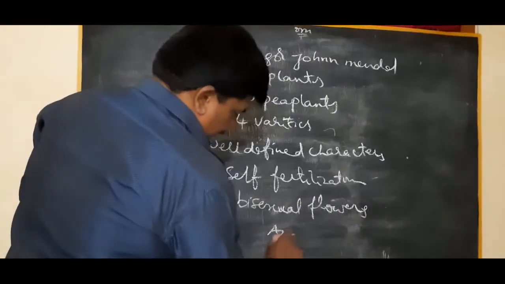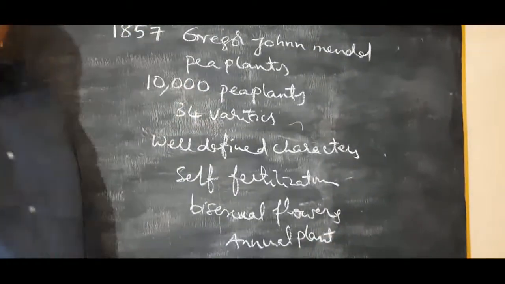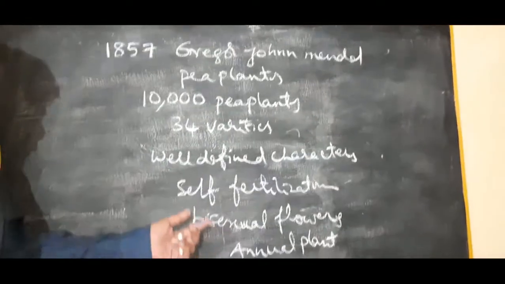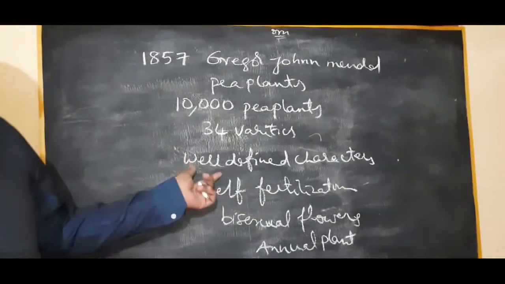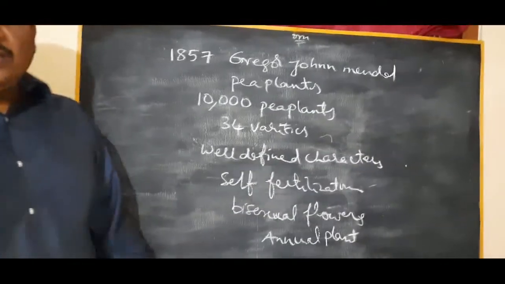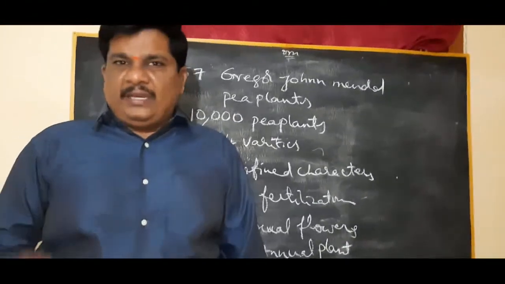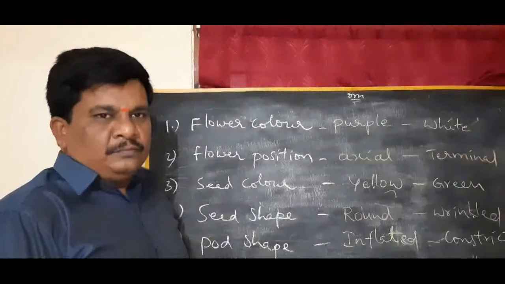It is an annual plant. So pea plants are annual plants. It has bisexual flowers and self-pollination, fertilization. It shows well-defined, definite characters. So Gregor John Mendel selected it. Let me see what are the seven pairs of characters Gregor John Mendel selected.